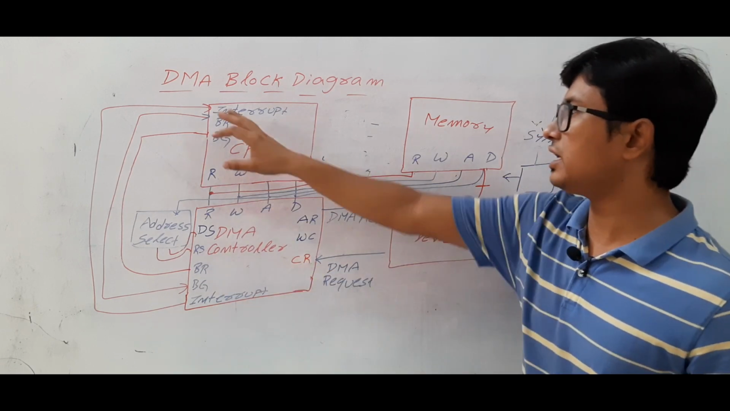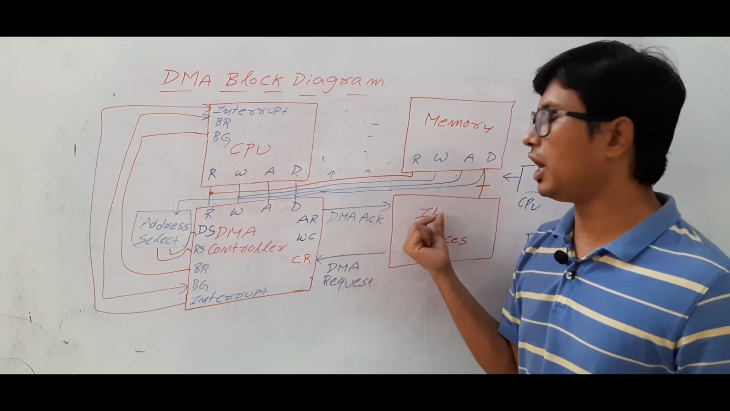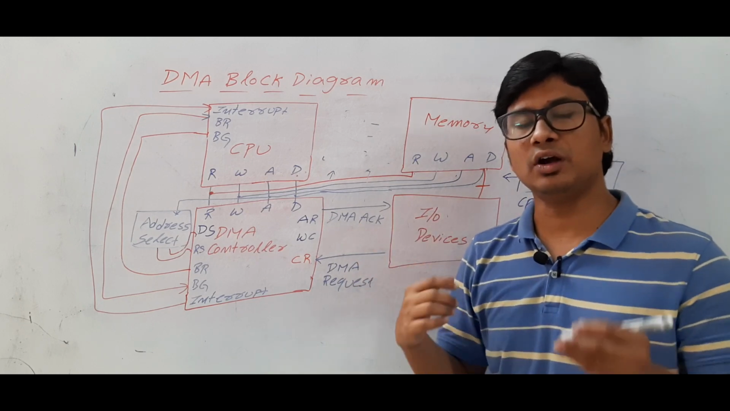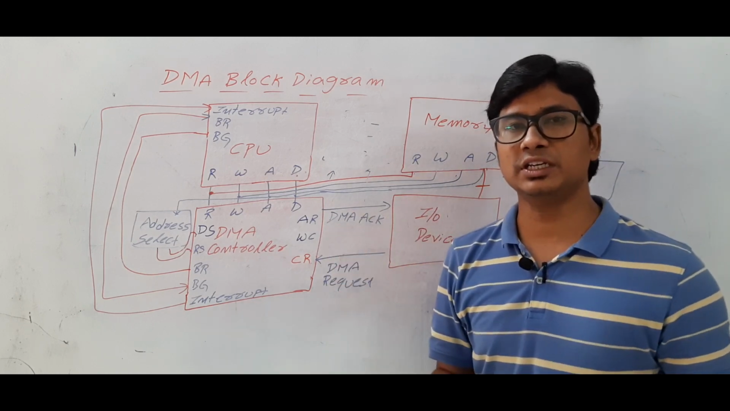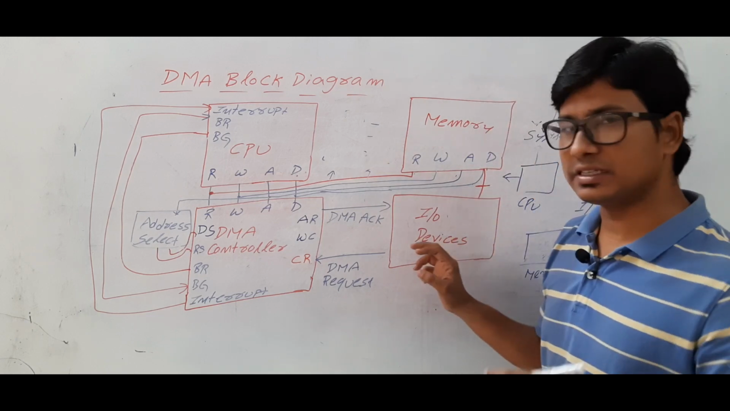Once the bus grant is given by the CPU, the DMA will send the acknowledgement to the IO device that I have the control over the system bus. Now you can start transferring the data. Are you able to understand? So let me discuss again.